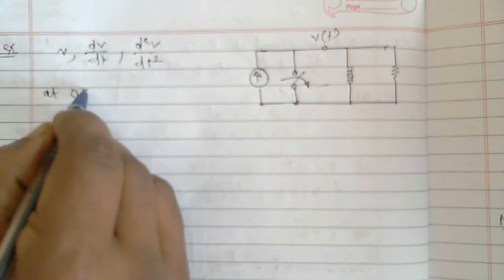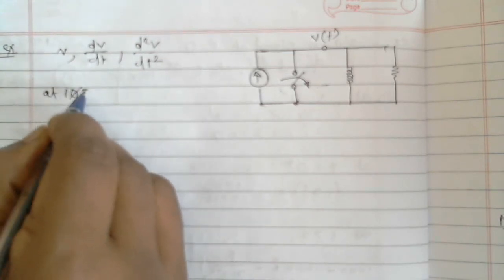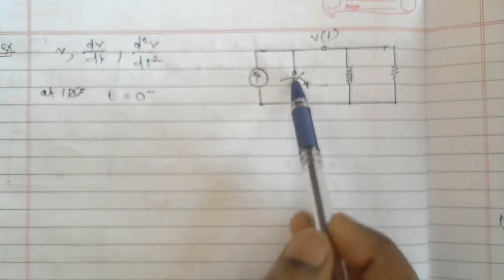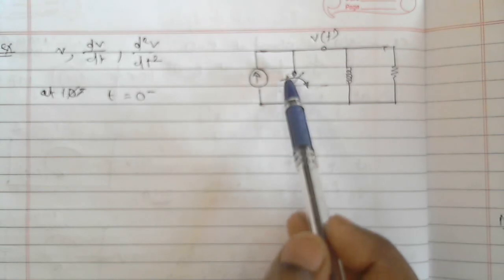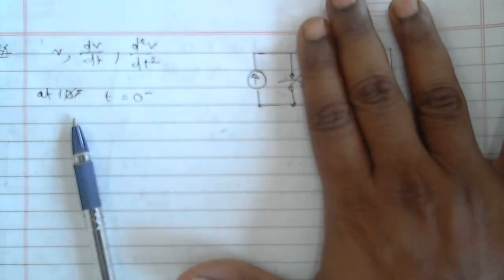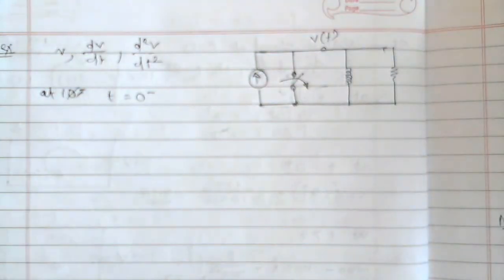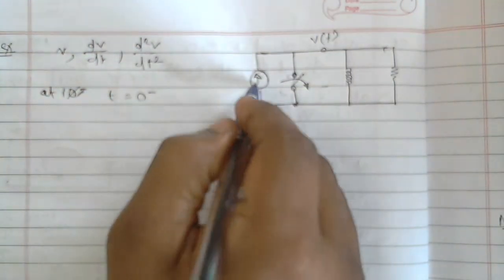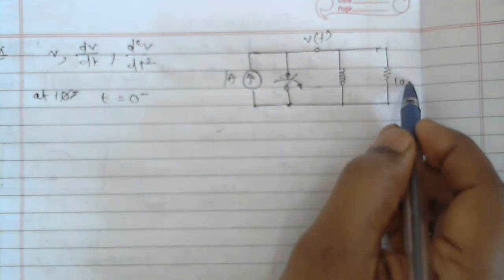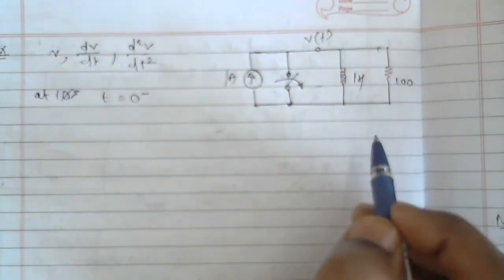So at t equal to 0 minus, what will the circuit be? This switch will be closed. Initially the switch was closed, so this will be the only circuit; this whole right hand side will vanish. This current source is of 1 ampere. Sorry, I forgot to write the value. This is 100 ohm, this is 1 henry.